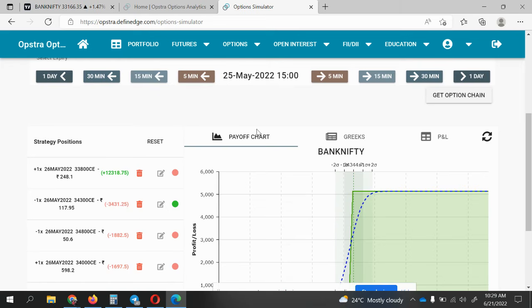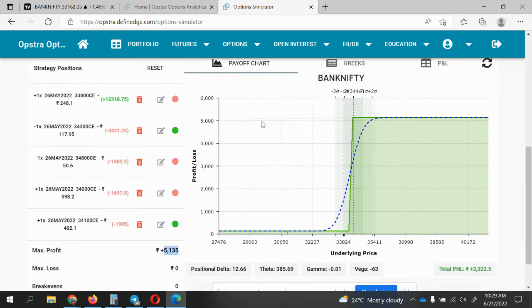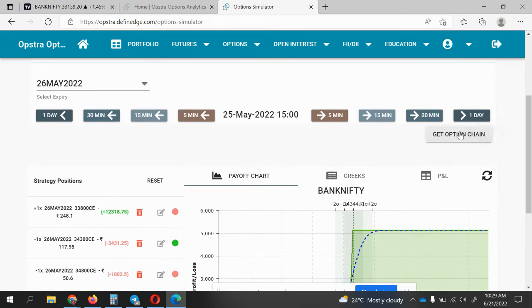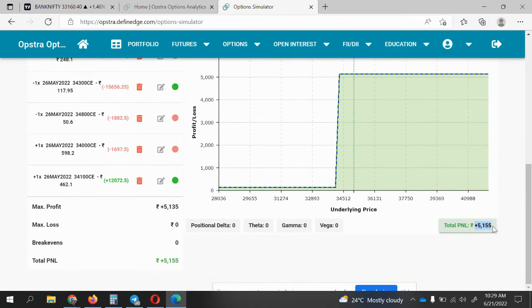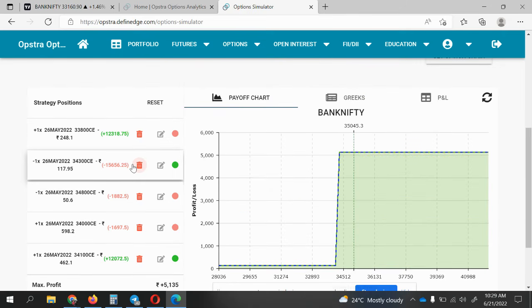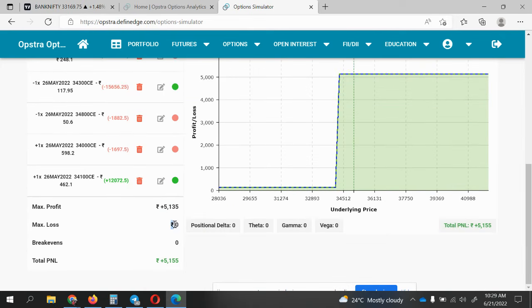So now where were we? We are on 25th of May. Okay, so we are at a profit. I'll take you to the next day. Right, so we are at a profit of 5,155. So with the conservative adjustments also, we were able to make our trade green, by making the undefined loss defined, and we can just hold this trade with peace of mind.